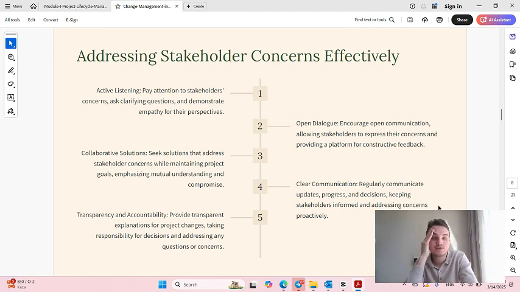How can you address stakeholder concerns effectively? You need to listen to them. You need to encourage communication. You need to foster an open dialogue environment. You need to allow stakeholders to express their concerns. You need to be able to let the stakeholders into your process and emphasize understanding and compromise.